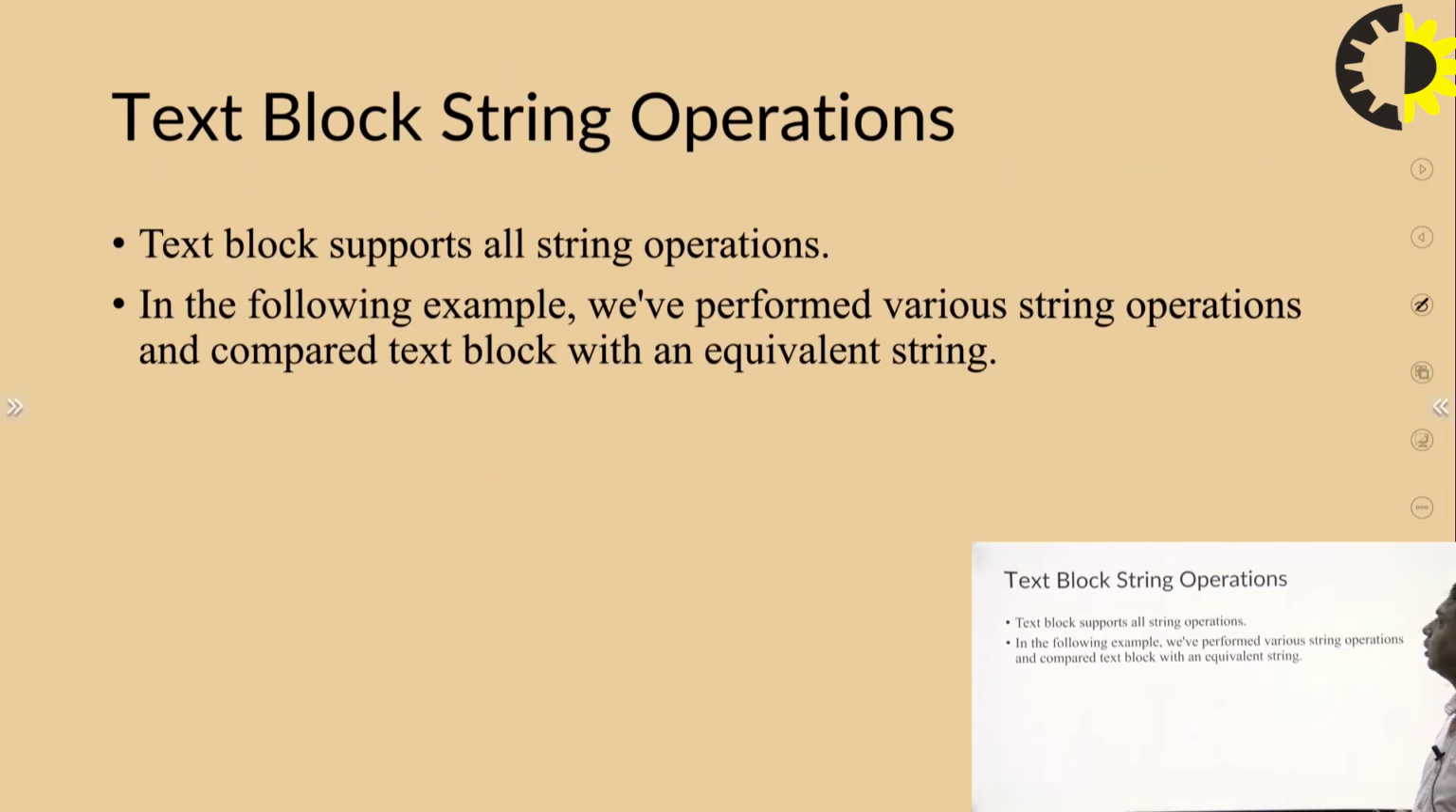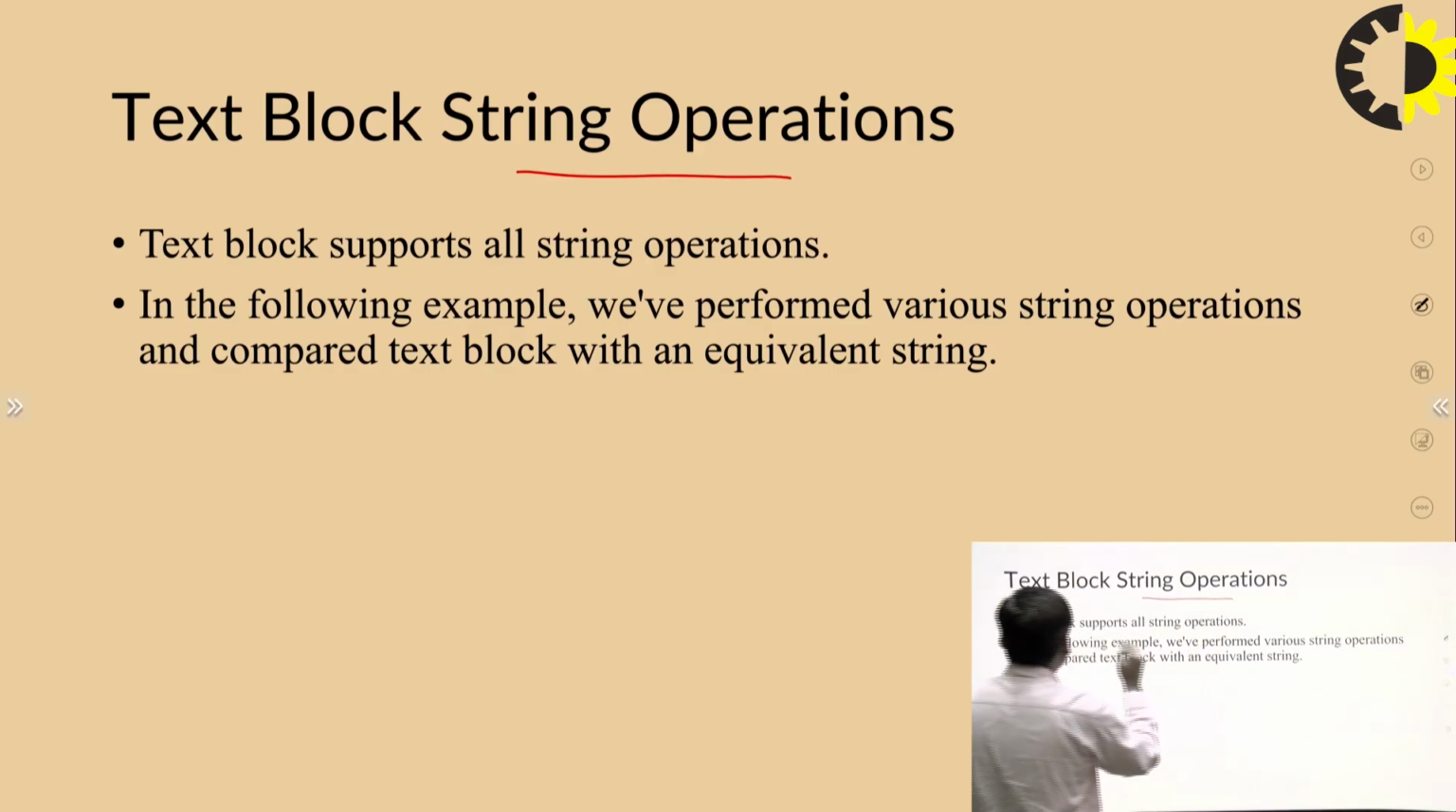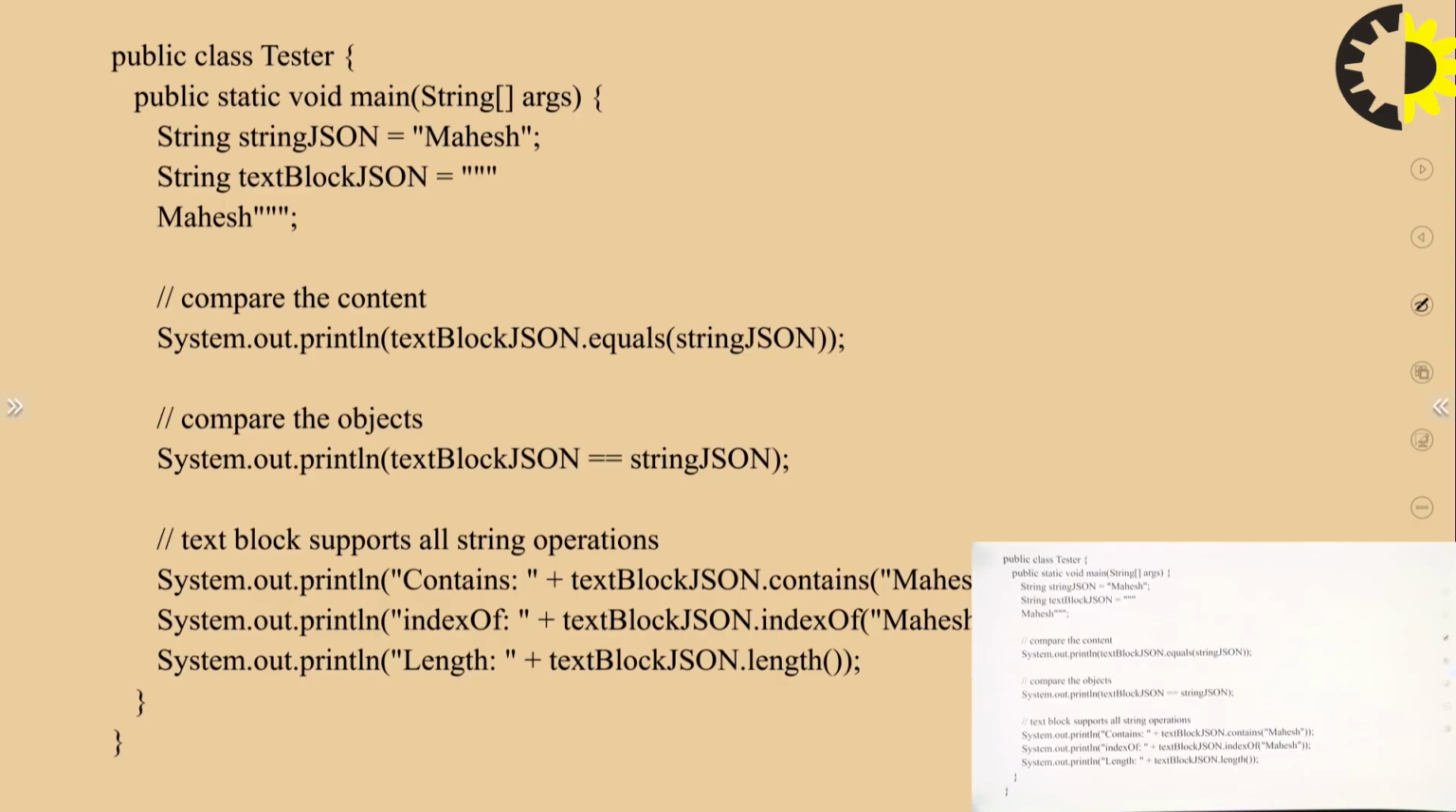Now, text blocks are basically a string, so we can have many string operations. Text block supports all string operations. In the following example, we have performed various string operations that I am going to show you. See the example here. It is a string which is created with only double quotes, no three double quotes. Then we are using text block JSON. It is a variable which is created with the help of text blocks.